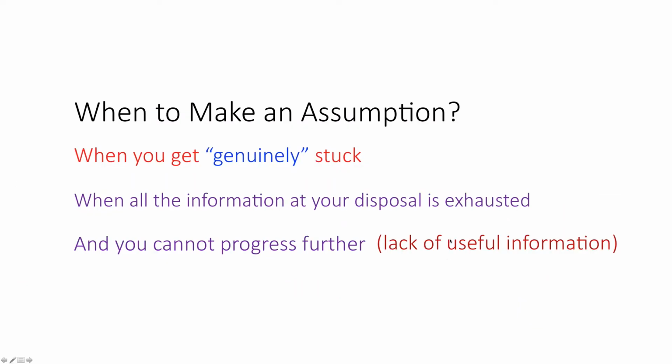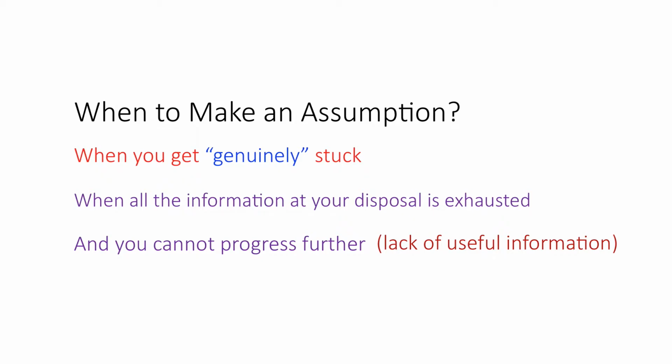So coming back to what we have learned, you have to make an assumption when you get genuinely stuck. When you get genuinely stuck, which means all the information that is available at your disposal has been exhausted, and still you are not able to progress further. You have tried all possible things. You're moving in the right direction. You're using the right tools of the universal law of problem solving, the universal approach of problem solving.